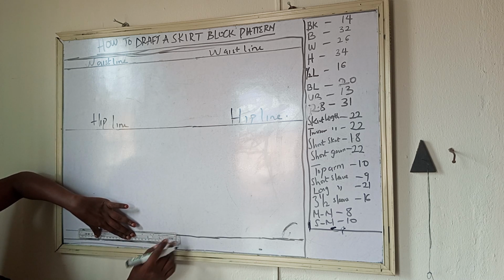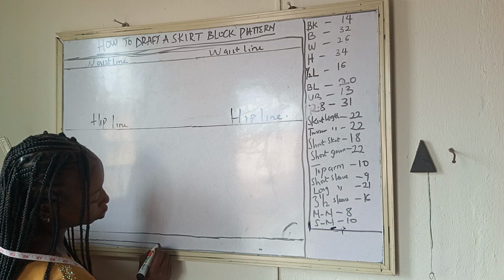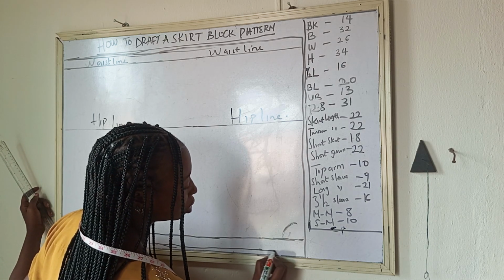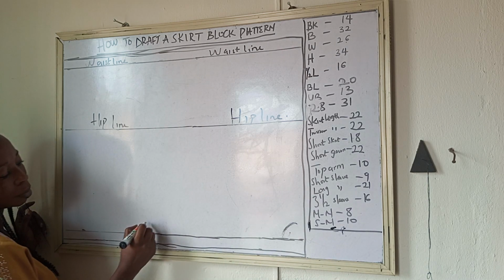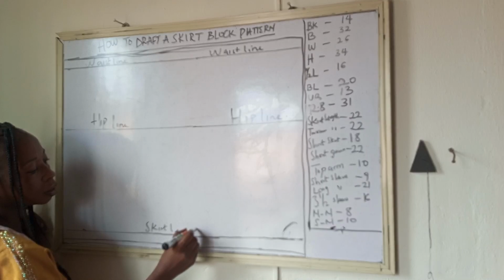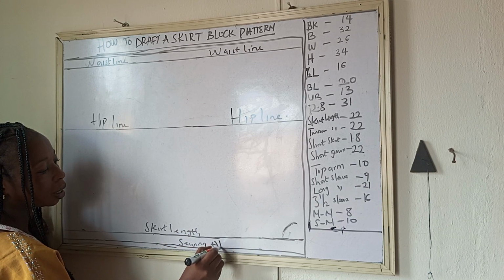If your hand is straight, you can use your hand. But my hand is not straight, so I have to just take me as I am. So this is my skirt length. This is my sewing allowance.